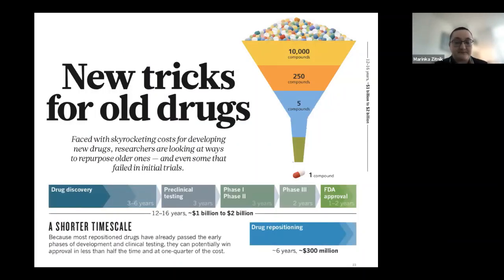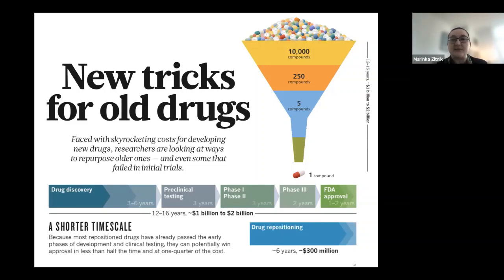drug treatments. And so the motivation for this work is the problem of drug discovery and development. This is a very tedious, long, expensive process. It takes on average between 12 and 16 years and costs $1 to $2 billion to design a new drug completely from scratch and deliver it to the market for patients to use.